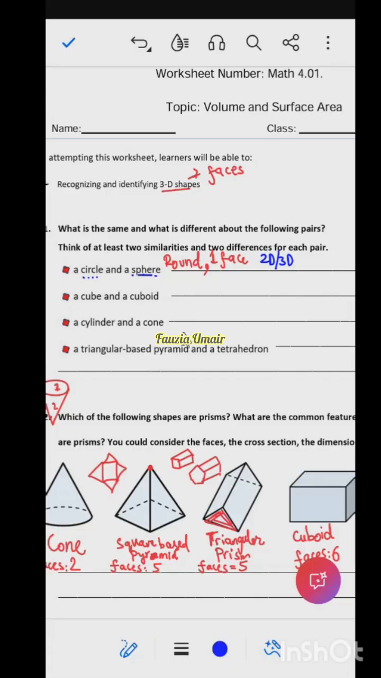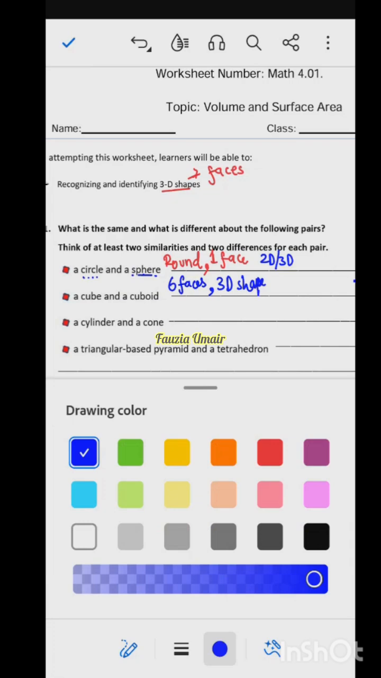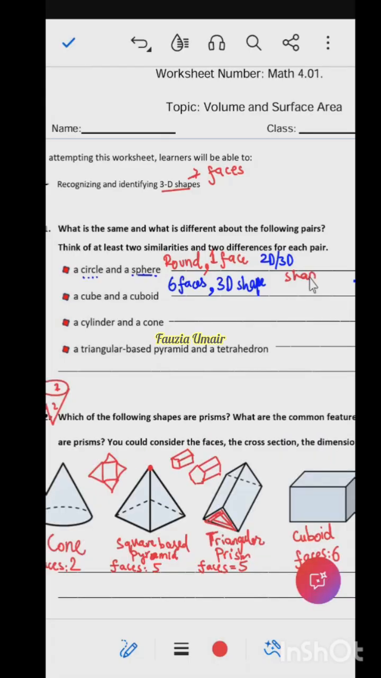So what about a cube and the cuboid? What are the differences? Faces are same. All right. So same number of faces, 6 faces for both. Both are 3D shapes, same edges, same corners. Very good. So what are the differences? But ma'am, their shapes are different. Shape is different.